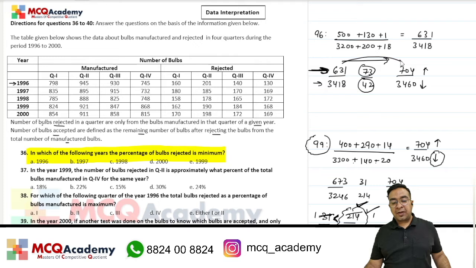जब हम मूव कर रहे हैं इस फ्रैक्शन से इस फ्रैक्शन के ऊपर, therefore we will go by the suggestions that is being made by the numerator, which says that the fraction's value should be increasing, which means that 704 upon 3460 is a greater fraction as compared to 631 upon 3418, and therefore because we are looking for the minimum value, 704 upon 3460, that is 99 gets eliminated, and the final answer to this question is option number A.